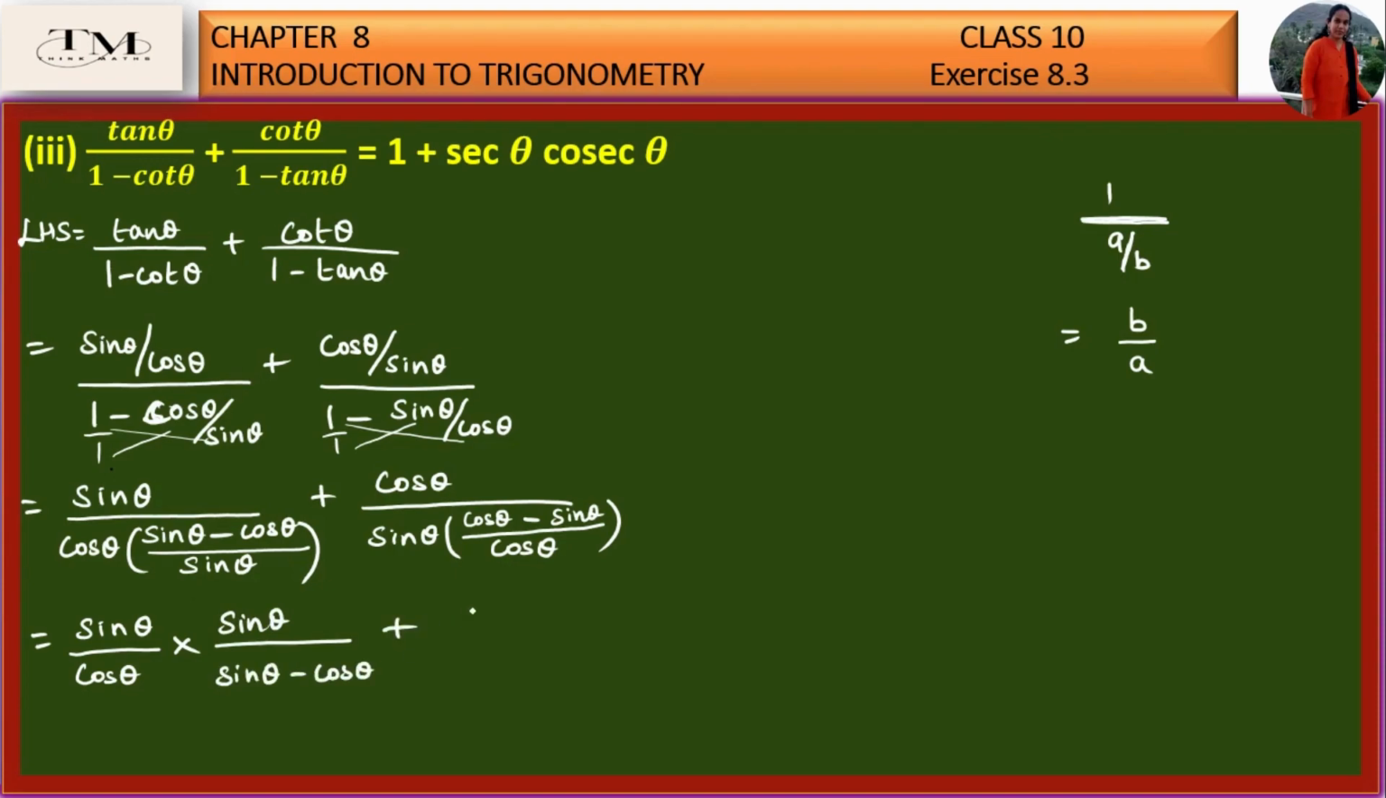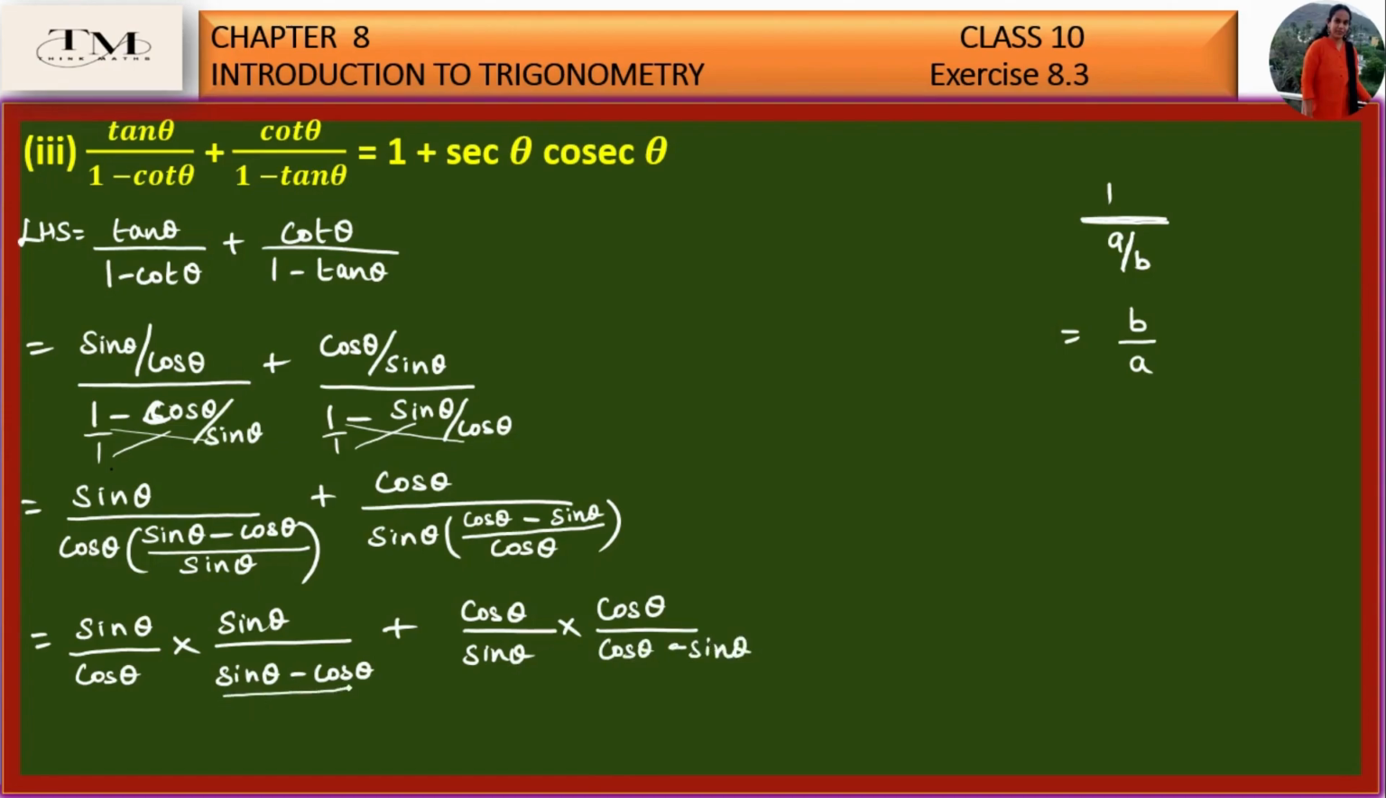In the same way here, we have cos theta by sin theta. So there is a fraction in the denominator. If it is in A by B form in the denominator, if you take this to the numerator, it will convert to B by A. So B will come here. So cos theta divided by what is A? Cos theta minus sin theta. So cos theta minus sin theta.